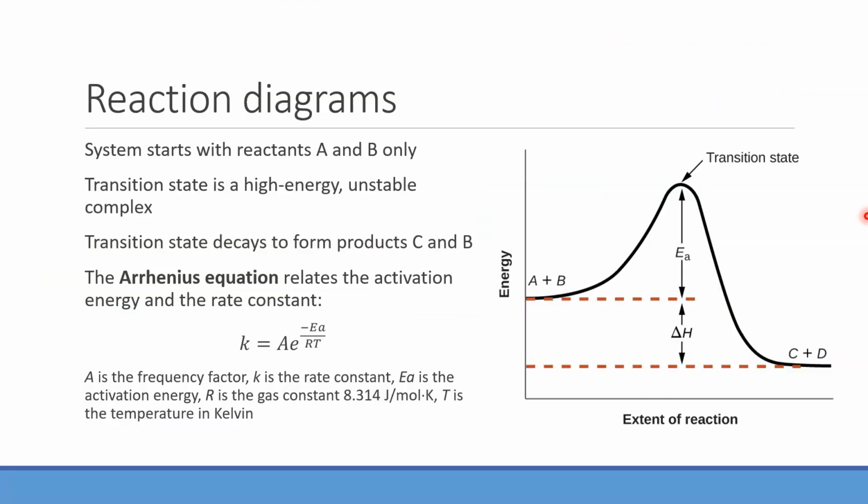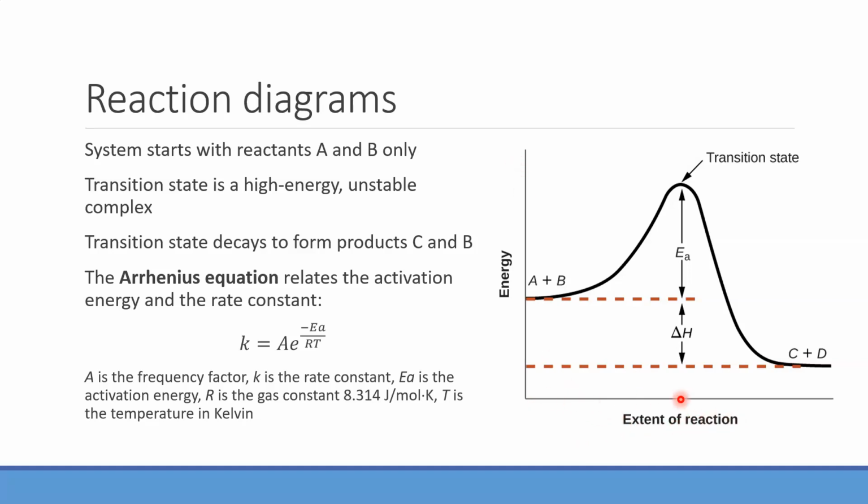So let's take a closer look at this reaction diagram. We start with a system of reactants only, and on our diagram here, we're at A plus B. So these are our two reactant molecules. On the y-axis, we have energy. So as we go up the y-axis, energy is increasing, and this is the extent of reactions.